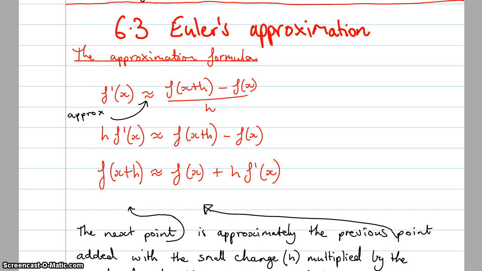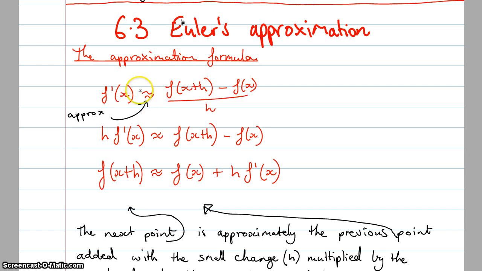This one is based on 6.3 from your textbook, which is Euler's approximation. Now, this one can get a little bit tricky in the theory of it, but the applications, or the actual examples, shouldn't be too bad. So if you get lost in the theory of it, just follow me through to the end when we do the applications, the actual questions, and it shouldn't be too bad.